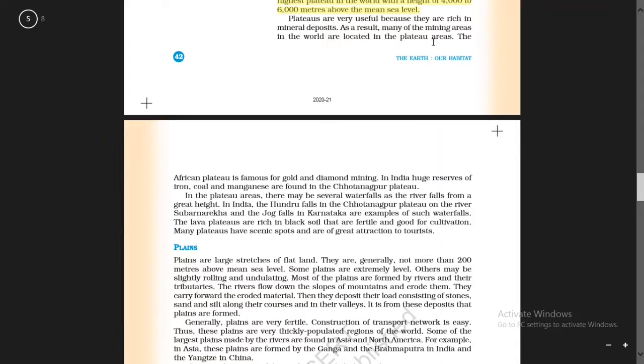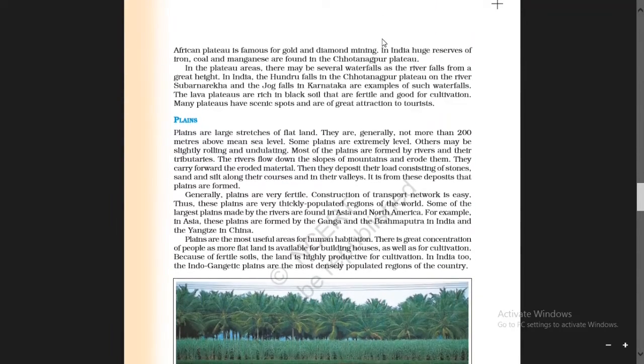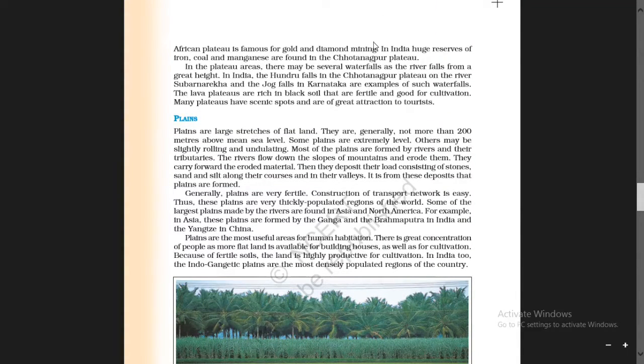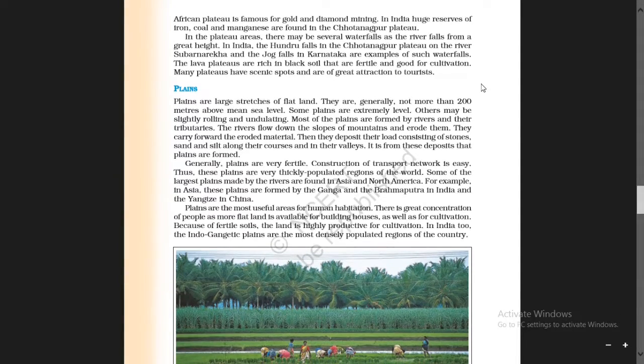So many mining areas in the world are located in the plateau areas. The African plateau is famous for gold and diamond mining. In India, huge reserves of iron, coal, and manganese are found in the Chotanagpur Plateau in our country.